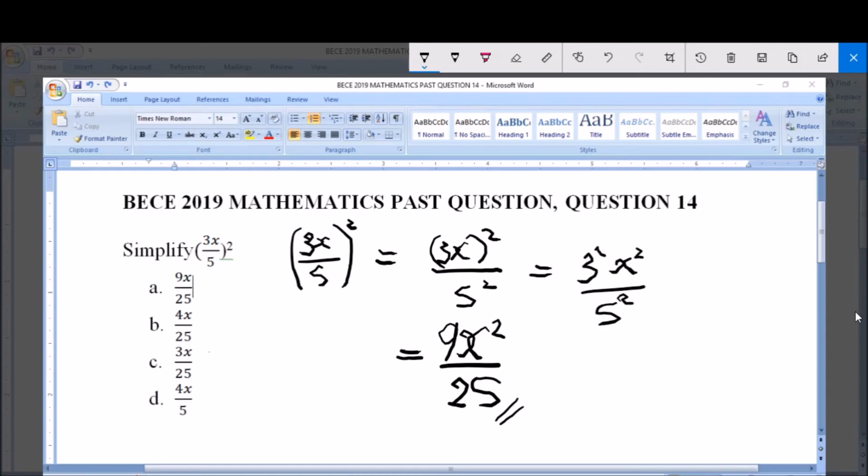Now let's go to our options. In our options here, A says 9x squared all over 25. B says 4x squared all over 25. C says 3x squared all over 25. And D says 4x squared all over 5. Now which of these is our answer? Remember we got 9x squared all over 25, and A here says 9x squared all over 25. So A is our answer.